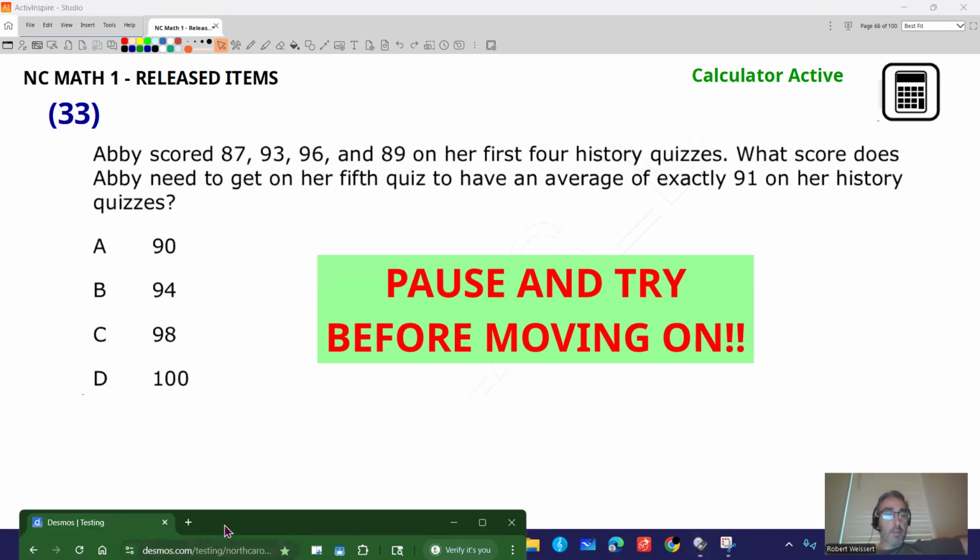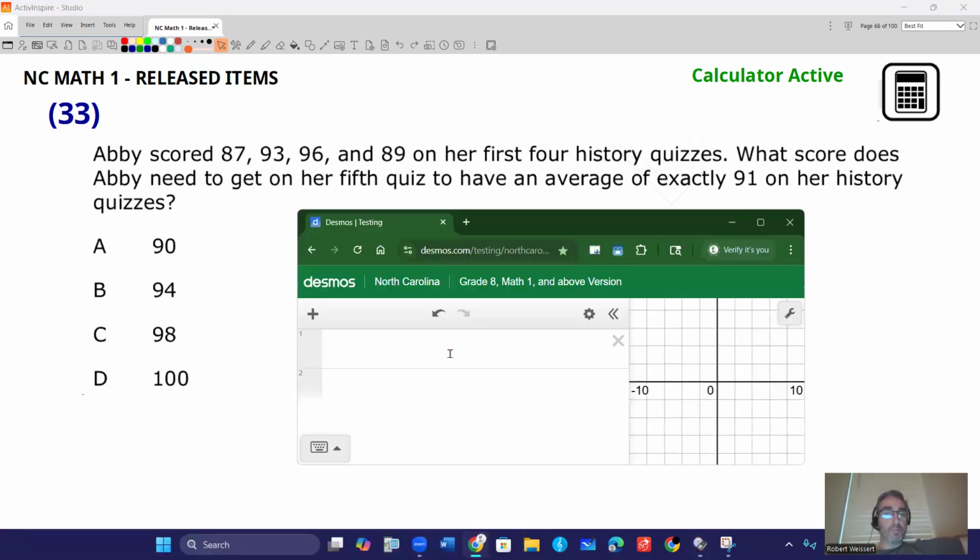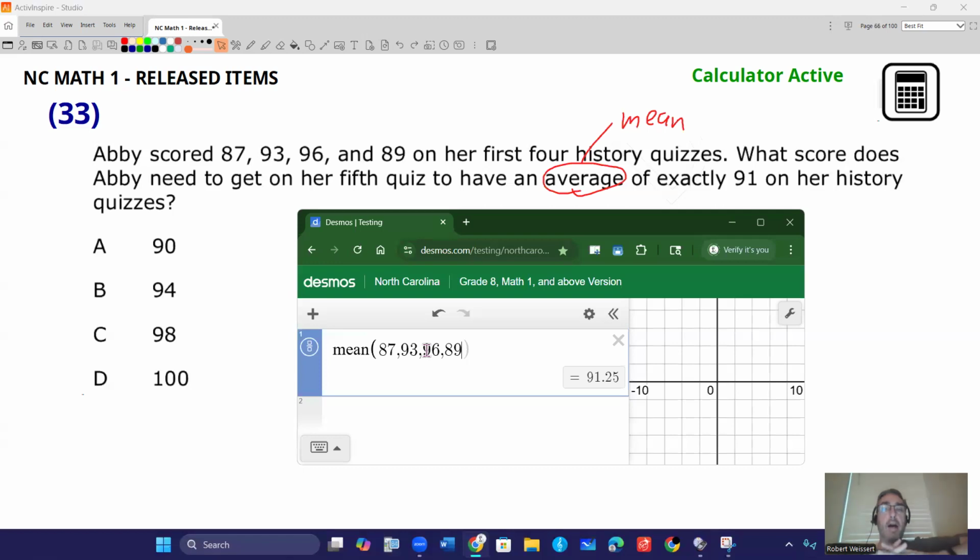All right, so first thing I'm going to do is go ahead and pull up Desmos, and I just want to remind you that the word average, of course, is mean. So in Desmos and any calculator, it's going to be the word mean and not average. So just to clear that out of the way. Now, if I want to get the mean, I will set a data list. I'm just going to put mean, parentheses 87, comma 93, comma 96, comma 89. And you can see my current average on these 4 is a 91.25.